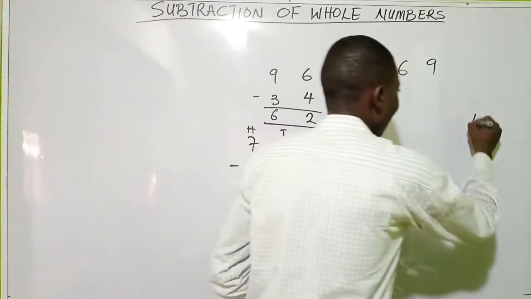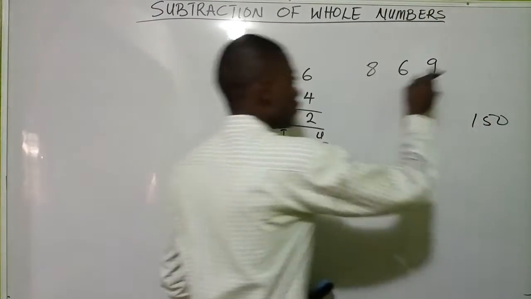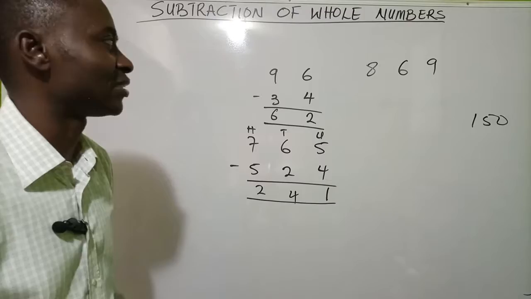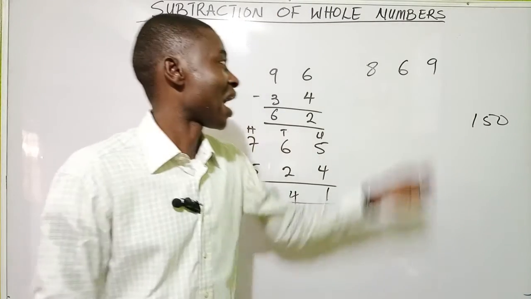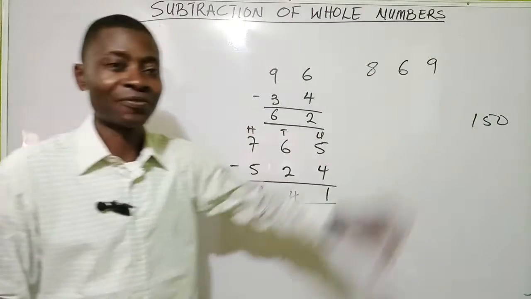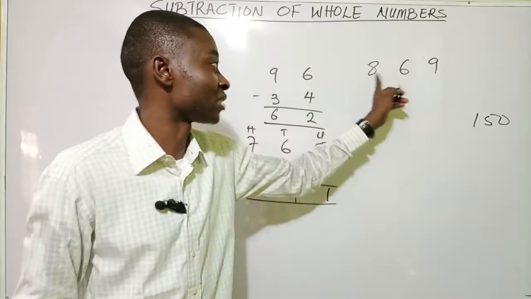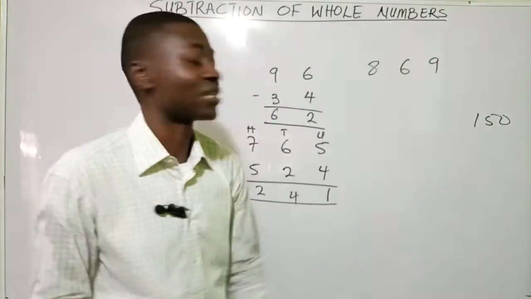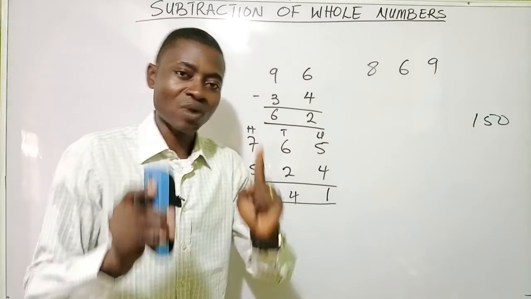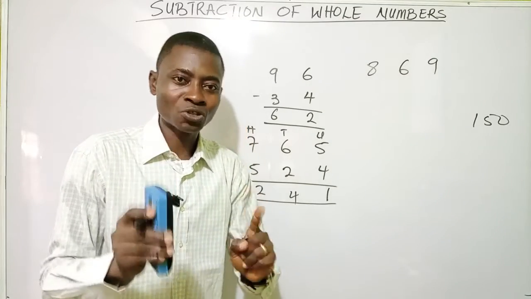So he gave James how many? 150 from his 869 mangoes. Now the question says, how many is left with Mr. Tunde? Because Mr. Tunde bought this and he gave James this. How many is left with Mr. Tunde? Please, when you are subtracting, take note of this.